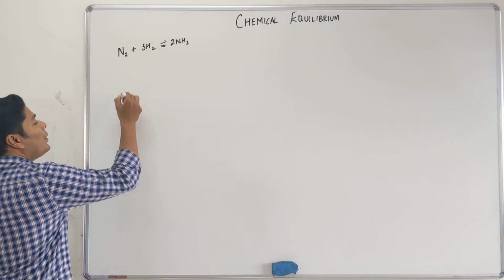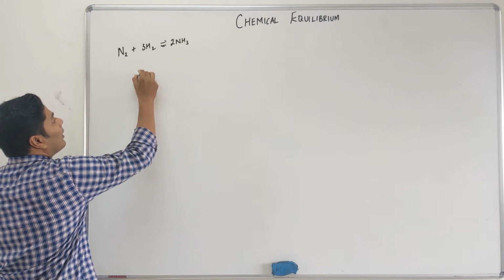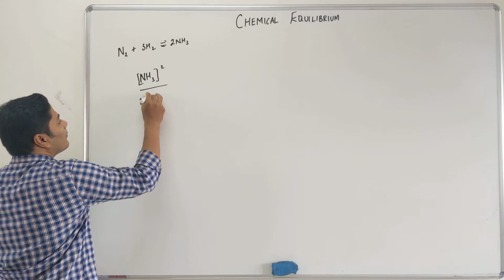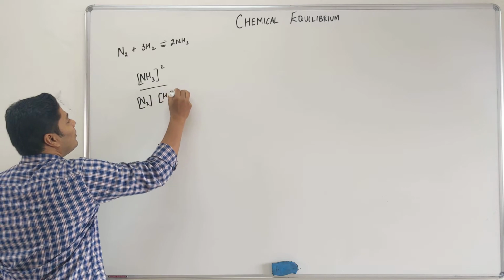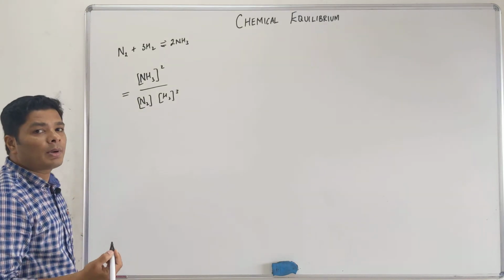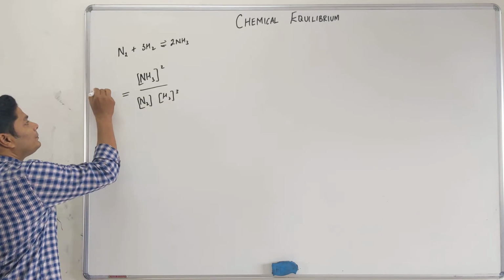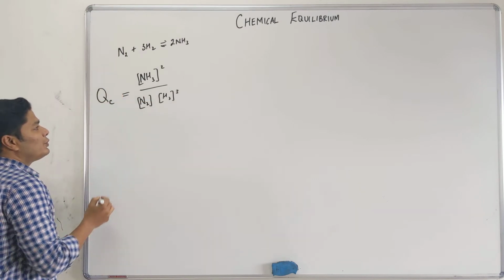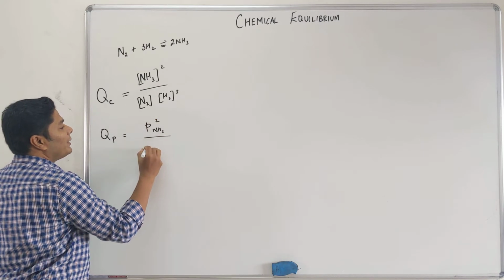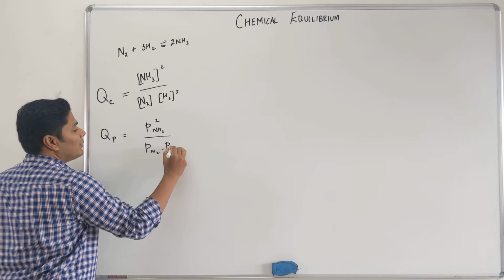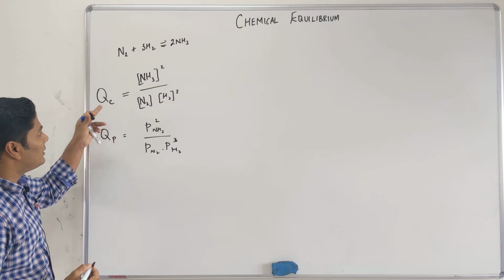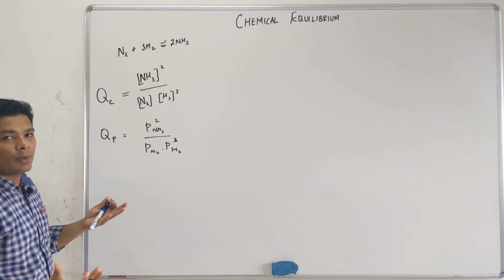So when you have for example concentration of ammonia squared divided by N2 H2 cube, products over reactants raised to the corresponding coefficient. This does not have to be always equal to the equilibrium constant. At any given time it is Q, because I am using concentration, it is QC. Similarly QP would be the corresponding partial pressure of ammonia squared divided by partial pressure of nitrogen, partial pressure of hydrogen cubed. So what it tells you is that this ratio at any given time, at any given time.